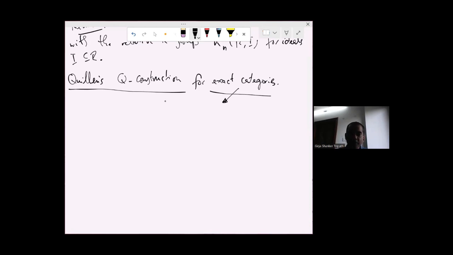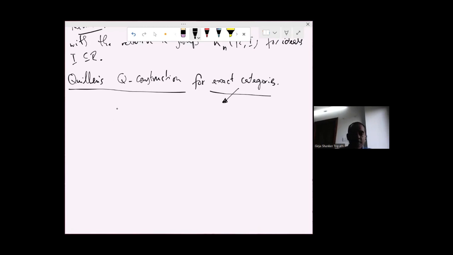Have you also seen this Q construction in some form? No, I don't remember. That's fine. We only saw the definition of exact categories, I think. Okay. So I'll quickly recall, or just tell a few lines, which is enough for us.